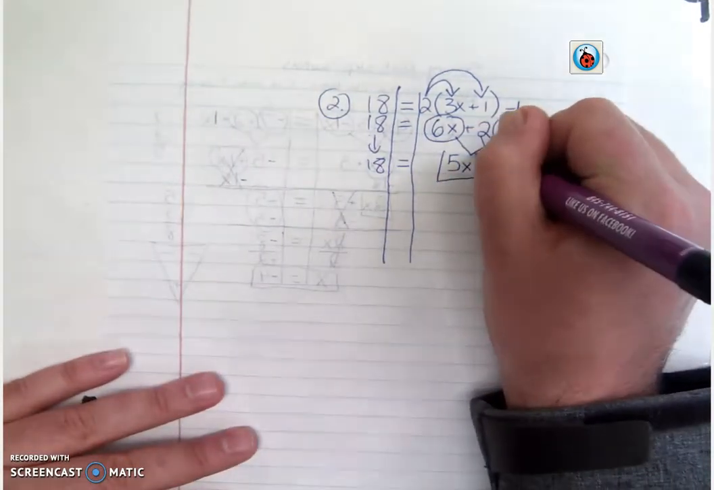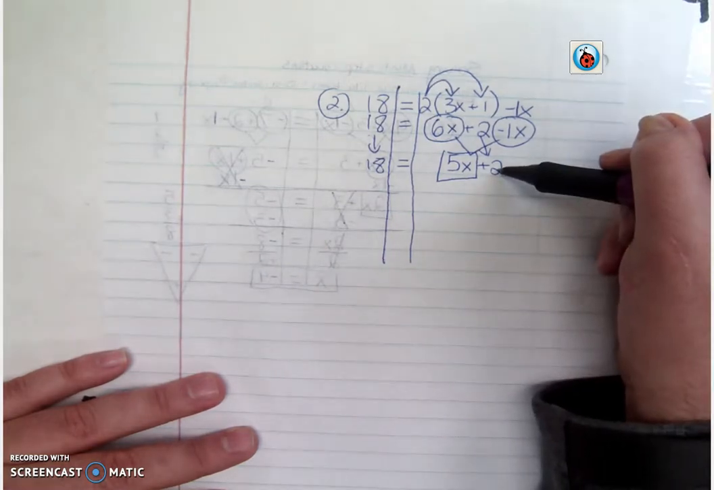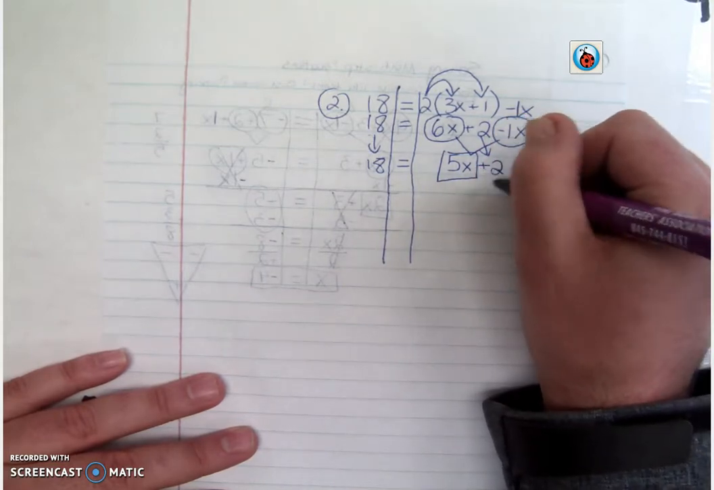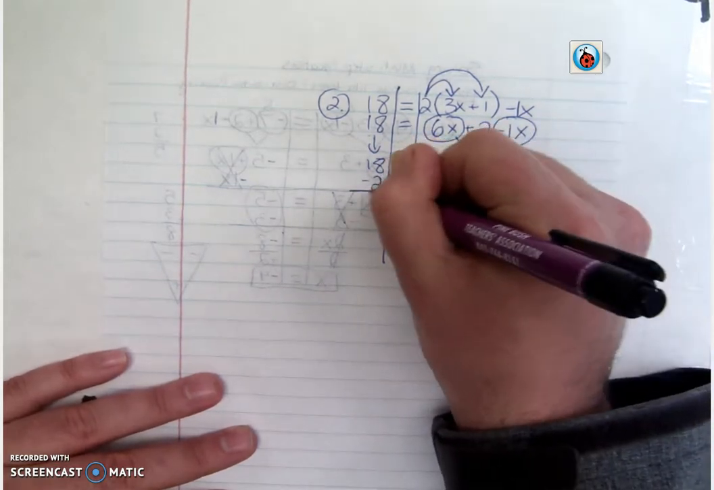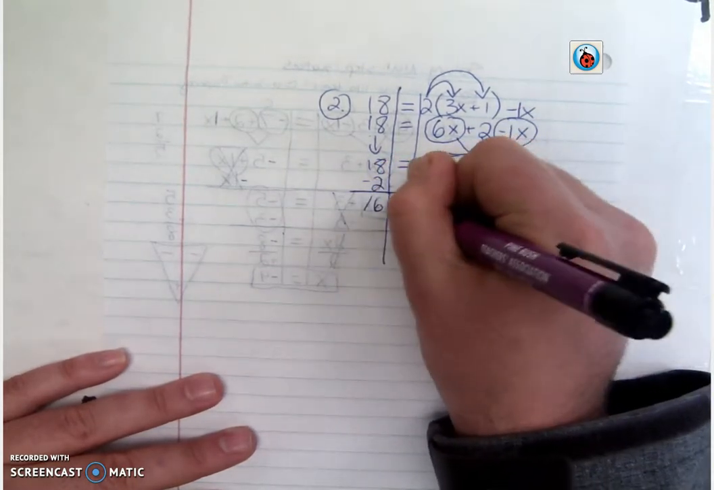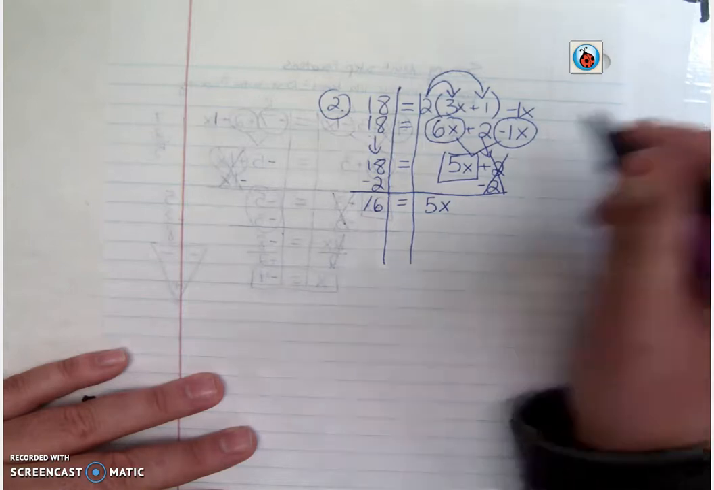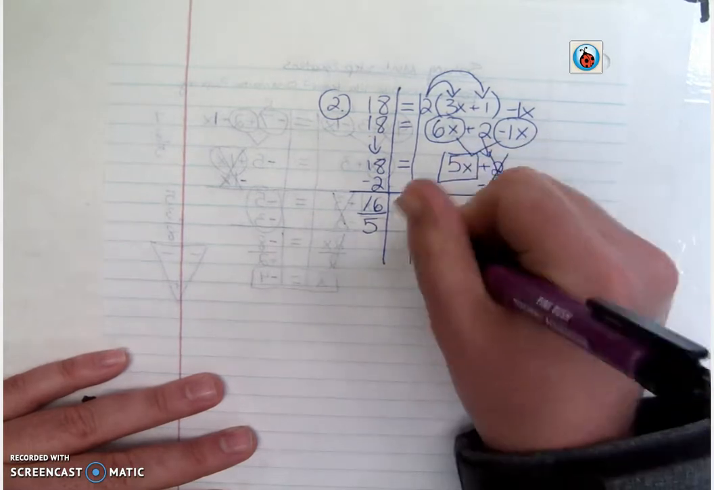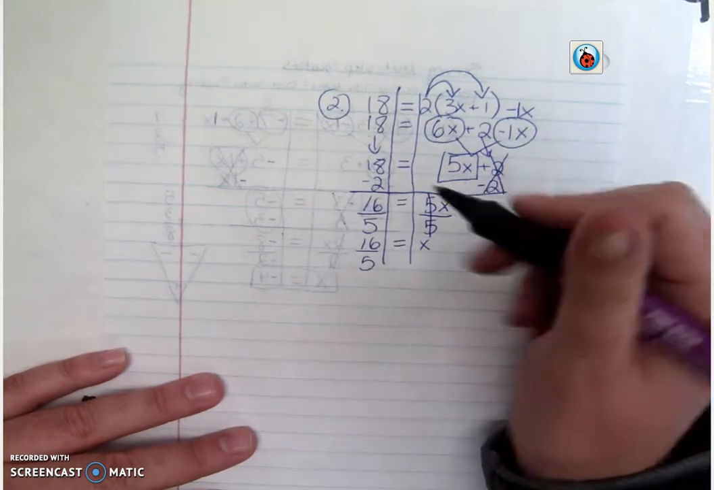Now remember, the goal is to get the 5x by itself. So to make that happen, we need to move the 2 away from the 5x by doing the opposite. The opposite of adding 2 is subtracting 2. And what I do to one side, I must do to the other side. And in this case, I get 16 equals 5x. Okay? Now the last step here is always going to be to divide by your coefficient, and what you do to one side you must perform to the other, and we have a fractional answer which is totally acceptable. So our answer is x equals 16/5.